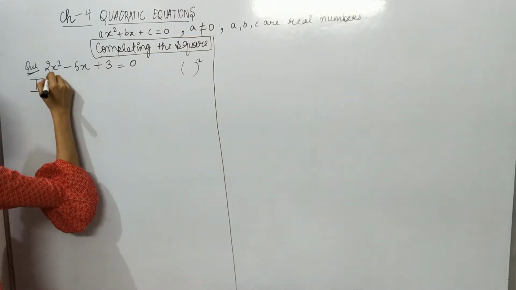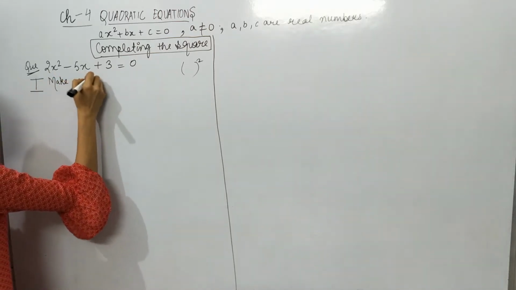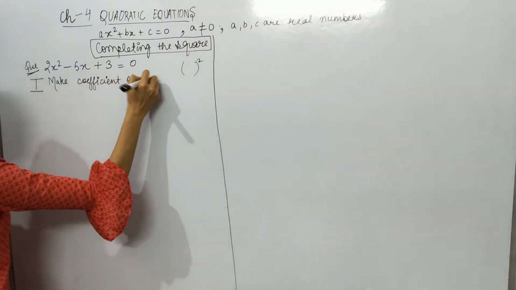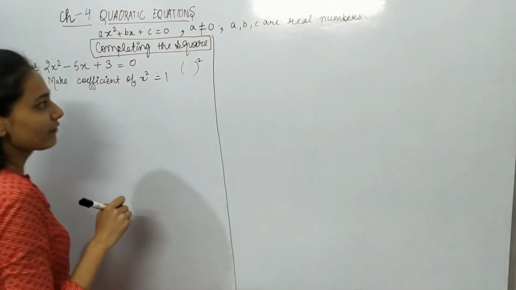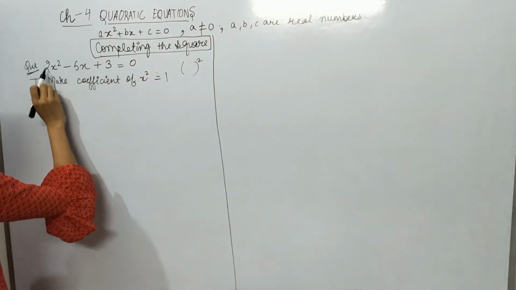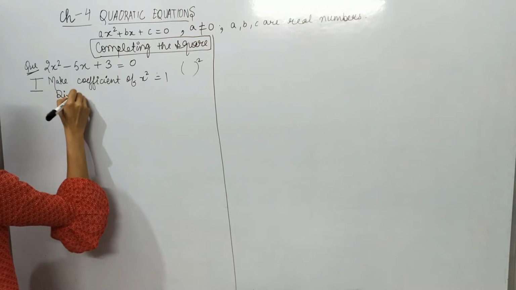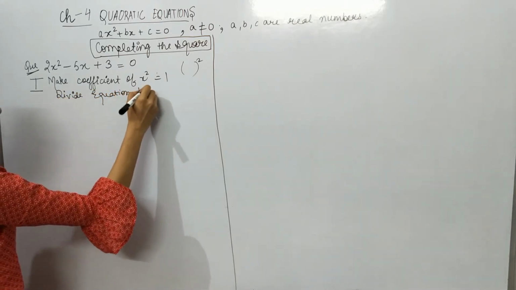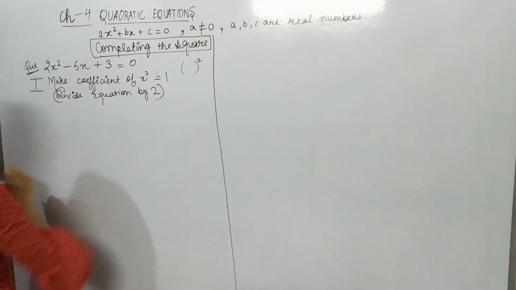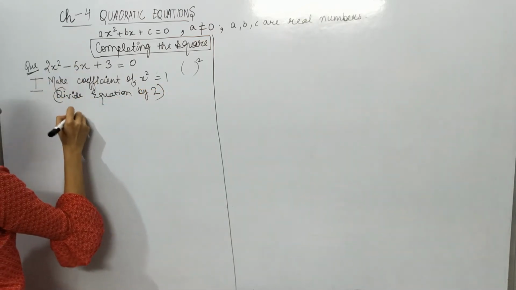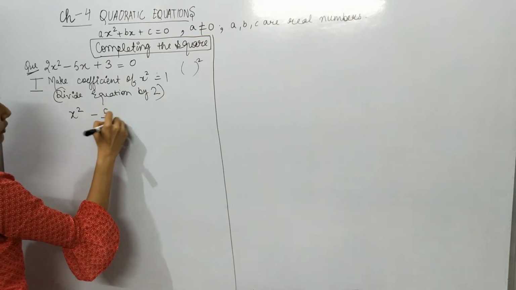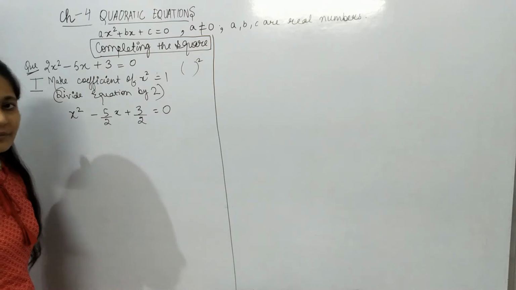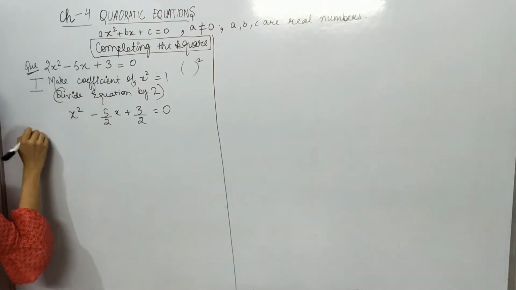Always the first step is to make the coefficient of x square equal to 1. We have to make this. So for making this, we have to divide the equation by 2. Divide the equation by 2. On dividing this equation by 2, we get x square minus 5 by 2 x plus 3 by 2, and 0 divided by 2 is 0.